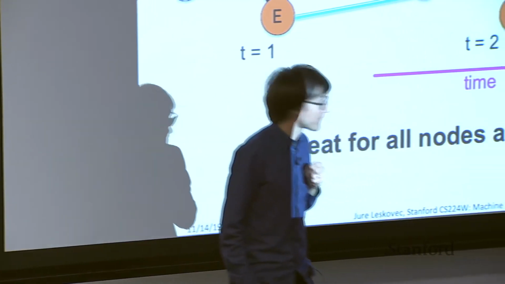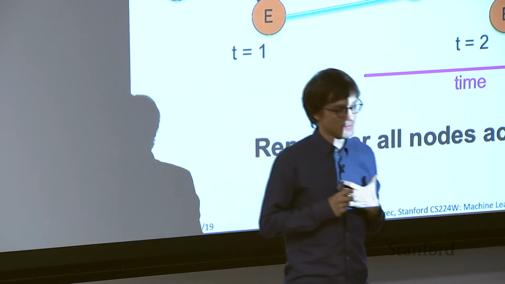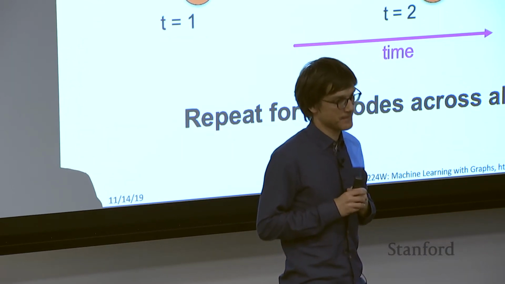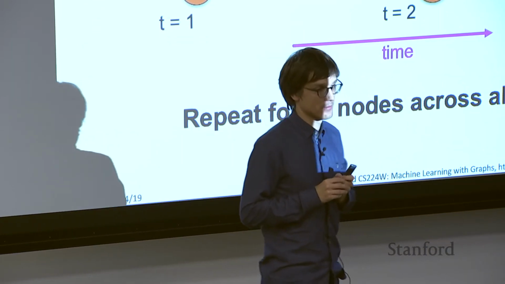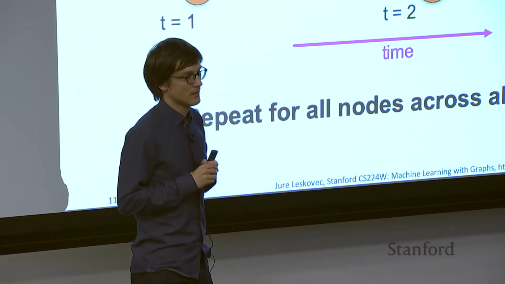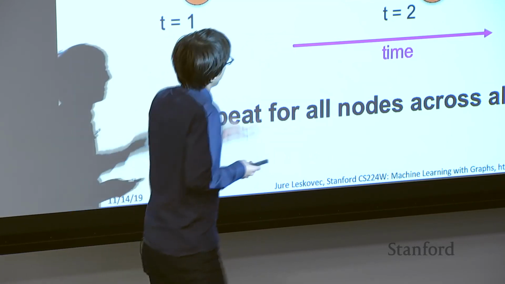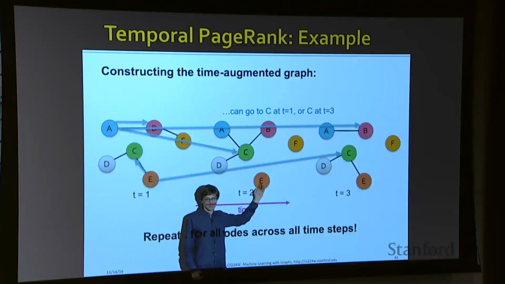Because I know the original constraint was that the nodes have to be around for all time periods. But that was because in the non-augmented form, if you have a node there, it suggests that it was there, and if you don't have an edge, it doesn't mean anything. But now you could include a node that doesn't have versions of itself for time one. It could just appear at time three or something.